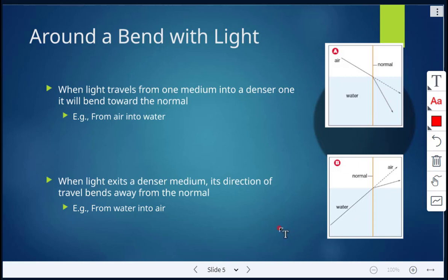In the next image, when light exits a denser medium, so it's exiting the water, what we notice here is that its direction of travel will bend away from the normal. So again, here is the normal, and here's the ray, and it looks like it would go along the dotted line, but it actually bends away from the normal. All right, so make sure you know what is happening when light is traveling from one medium to another at different densities.